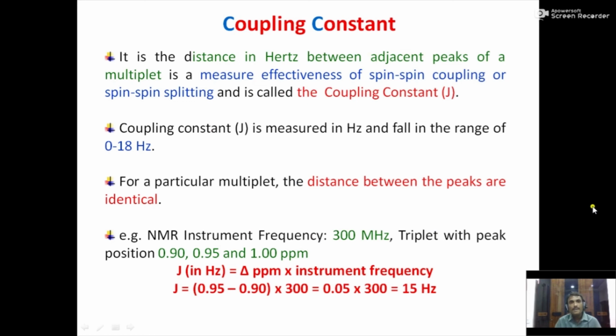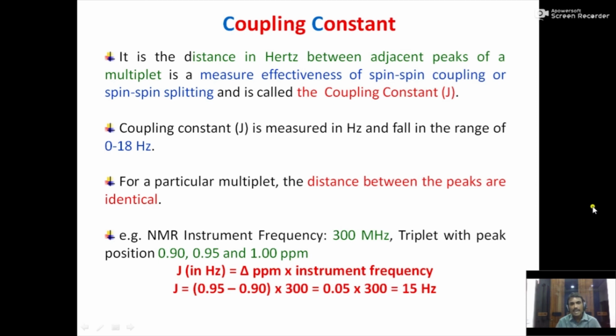Now we will see the coupling constant. It is the distance in hertz between adjacent peaks of the multiplet, and it is a measure of the effectiveness of the spin-spin coupling or spin-spin splitting. It is called the coupling constant, which is denoted by J. Coupling constant J is measured in hertz, and it is generally in the range 0 to 18 hertz. For a particular multiplet, the distance between the split peaks is identical.